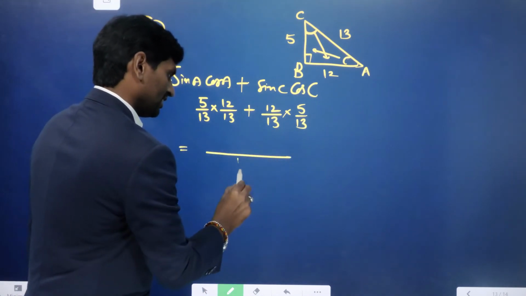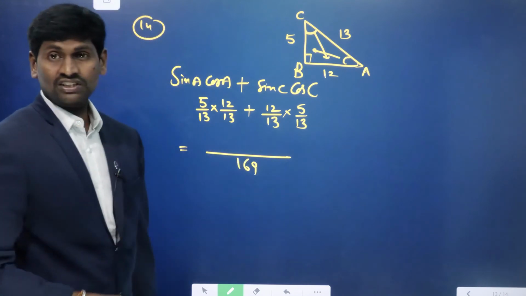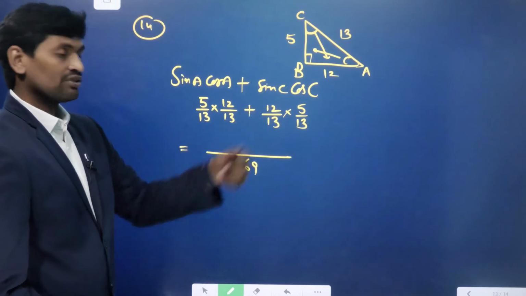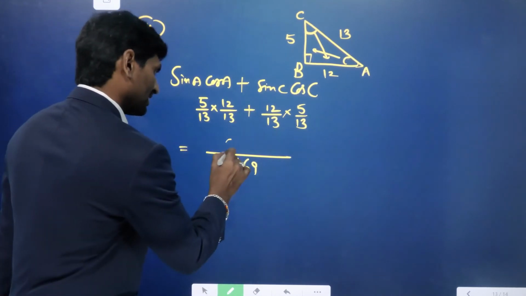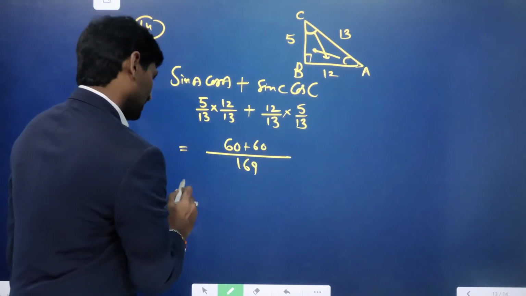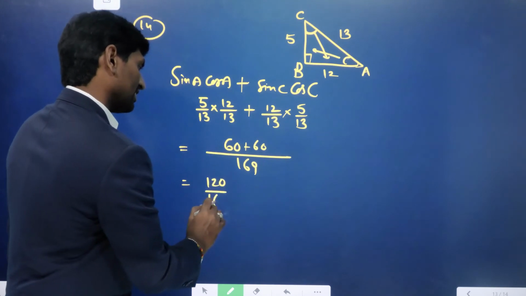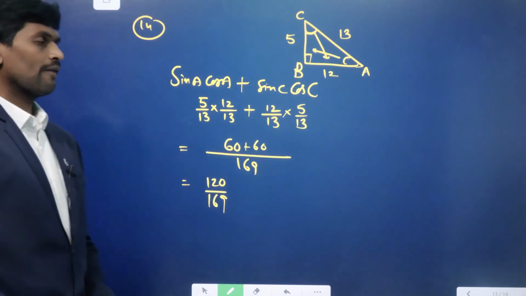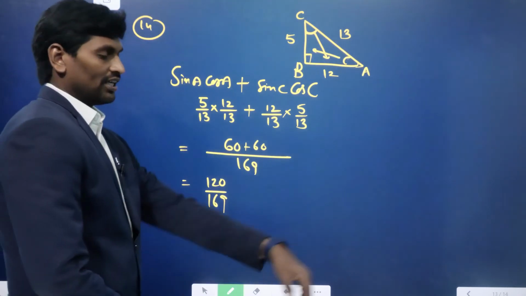Denominator 169, since 13 13s are 169. Here also 169. 5 12s are 60, here also 5 12s are 60. 60 plus 60 is 120. That is, 120 by 169 is our required answer. Second option. Okay? Let us go to the next question.